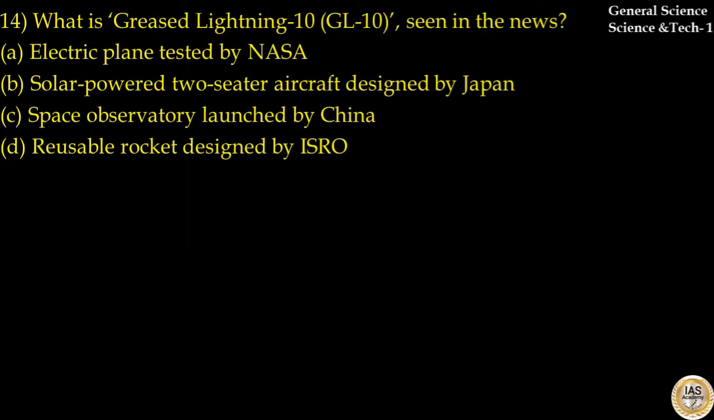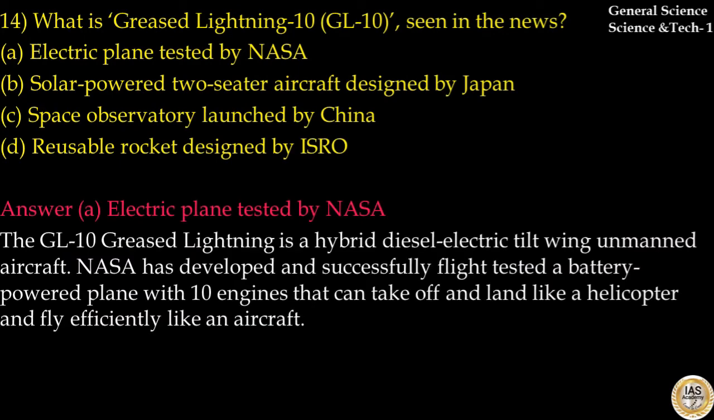Question number 14. What is the Greased Lightning 10? That is GL10 seen in the news. Option A. Electric plane tested by NASA. Option B. Solar-powered two-seater aircraft designed by Japan. Option C. Space Observatory launched by China. Option D. Reusable rocket designed by ISRO. The answer to this question is option A. Electric plane tested by NASA.